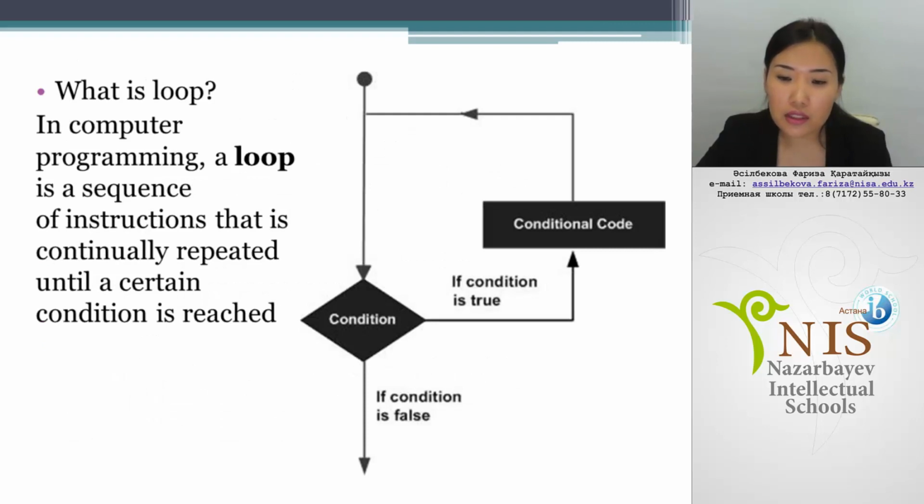As you can see in this picture, it shows how a loop works. First, the condition. If your condition is true, then the conditional code will work, and when the condition is false, the program will break and show you a result. And what is a loop? In computer programming, a loop is a sequence of instructions that is continually repeated until a certain condition is reached.